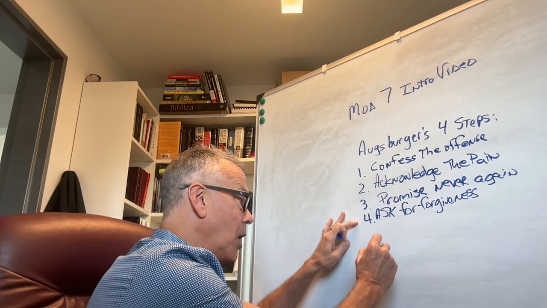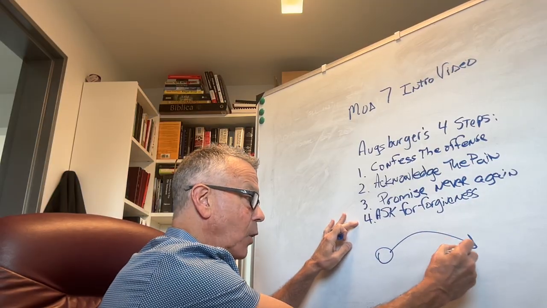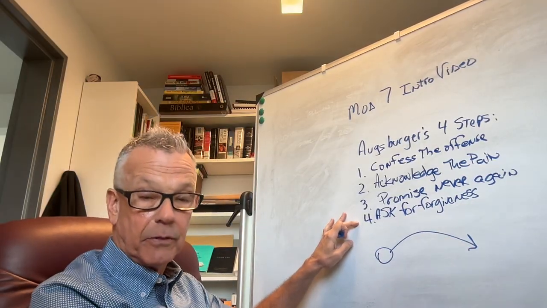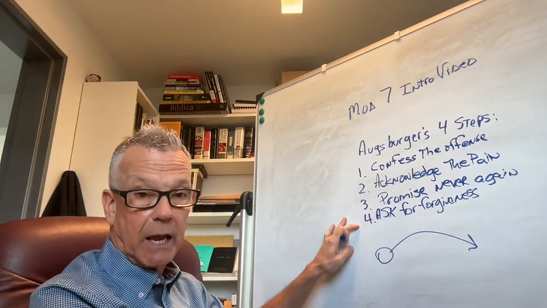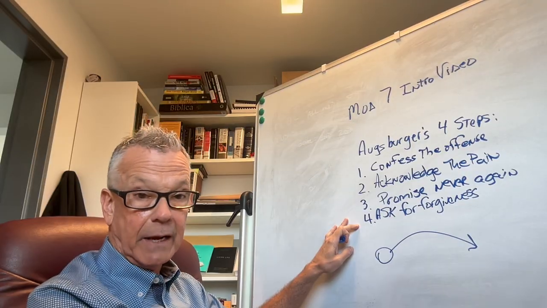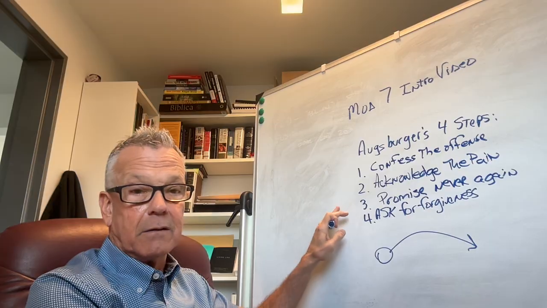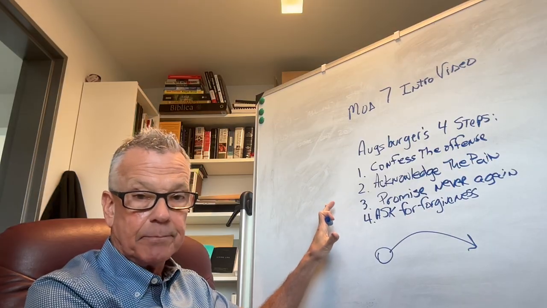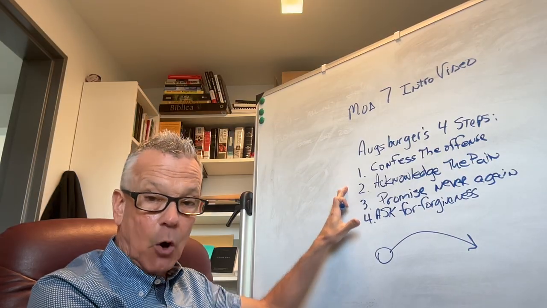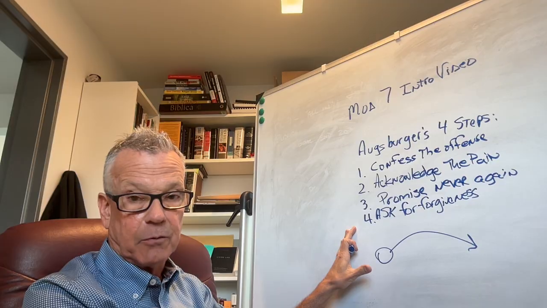You need to put the ball in their court. You've done everything you can now to make it right. And it's never going to be 100% right. You can't go back and change time. But now you've owned the offense and you've apologized for it.